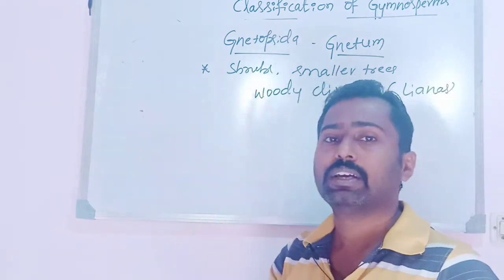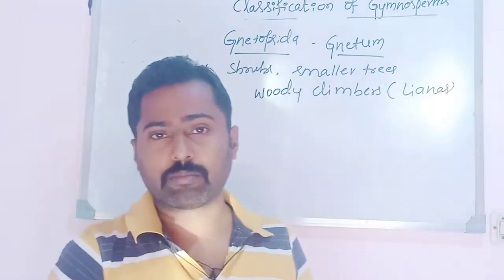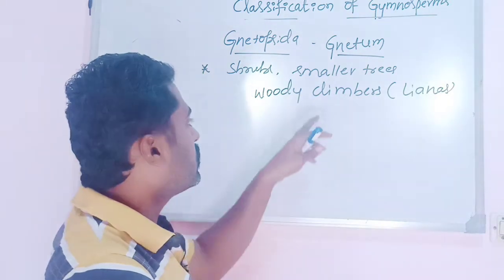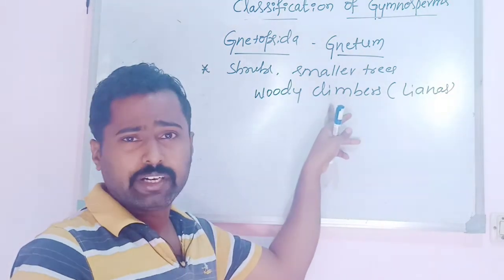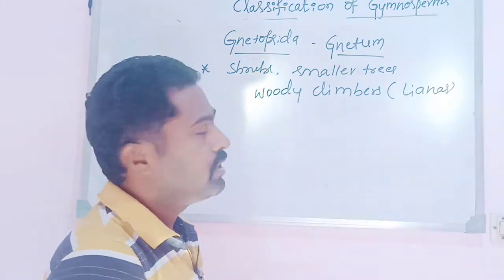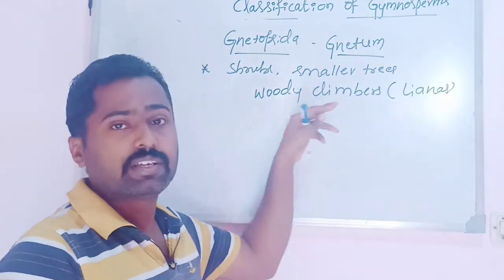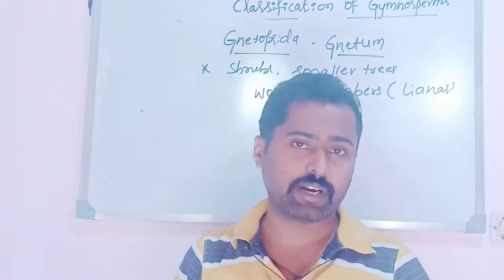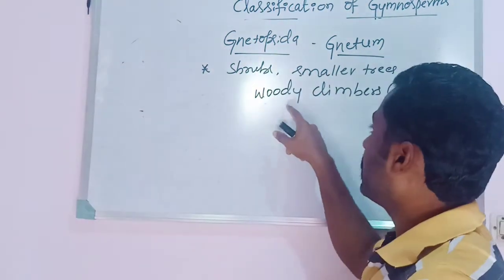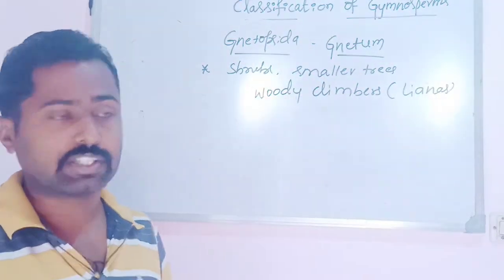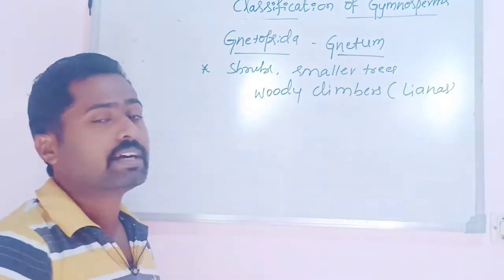For example, tendril bearing plants are common weak stemmed plants. Those plants like betel, the plant that can climb over another plant. So those plants which have weak stems are commonly called climbers. Usually they climb up on other plants. But here the plants may be woody climbers, where the stem is very hard and woody in nature, and such woody climbers are what are called lianas.